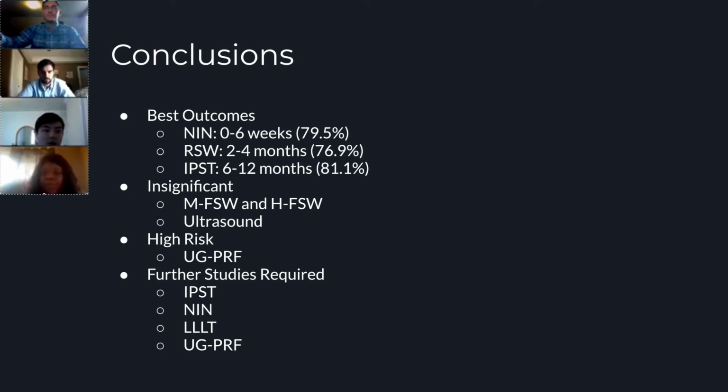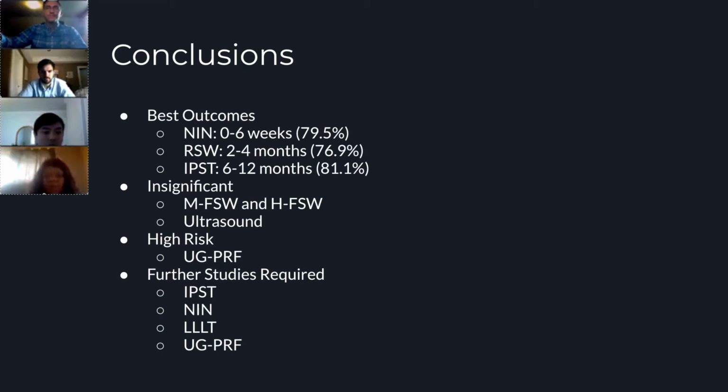And the best outcomes for each time frame were neurostimulation from 0 to 6 weeks, radial shockwave therapy from the 2 to 4 month interval, and then the IPST, which is the pneumatic shock therapy, from the 6 to 12 months interval.